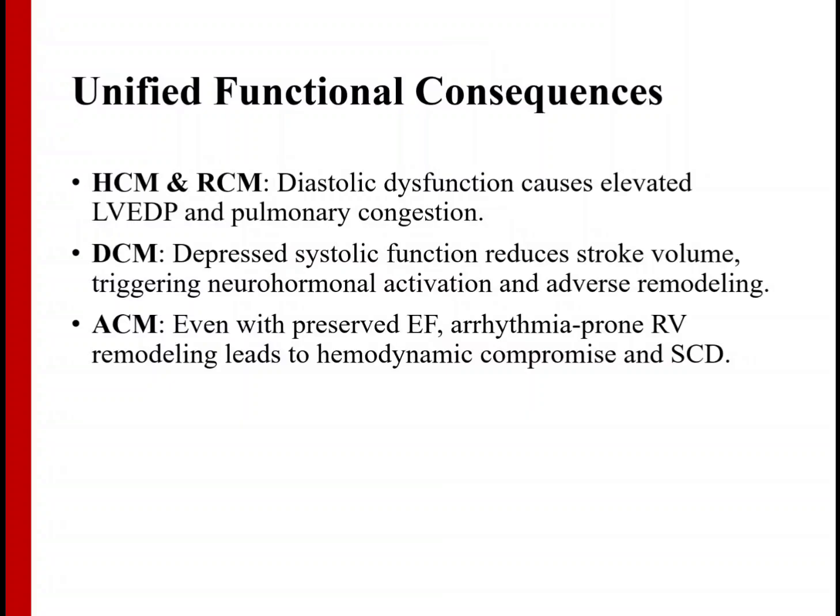Hypertrophic and restrictive cardiomyopathy both culminate in diastolic failure, but the mechanism is different. In hypertrophic cardiomyopathy, the hypertrophied left ventricle becomes stiff, and in restrictive cardiomyopathy, the ventricles may appear normal in size, but infiltration or fibrosis restricts relaxation. The consequence in both is elevated left ventricular end diastolic pressure, pulmonary congestion, and dyspnea with exertion, which is the classic heart failure with preserved ejection fraction physiology.